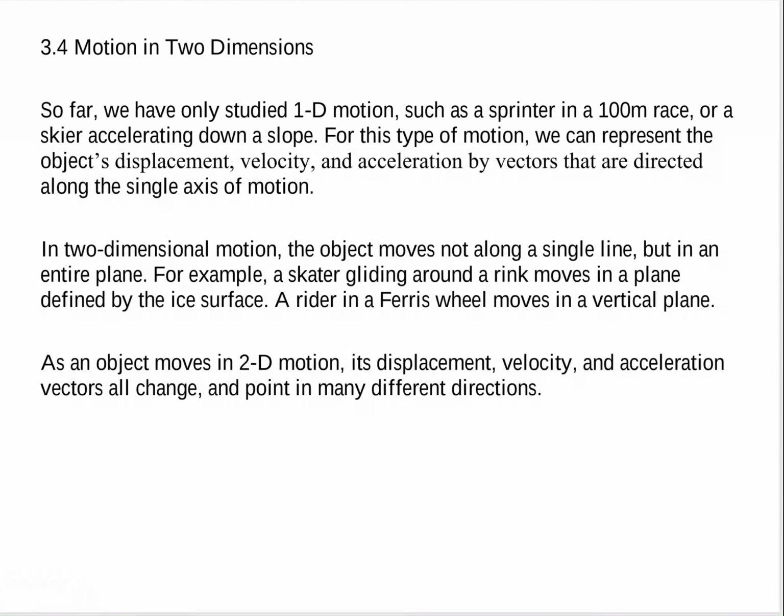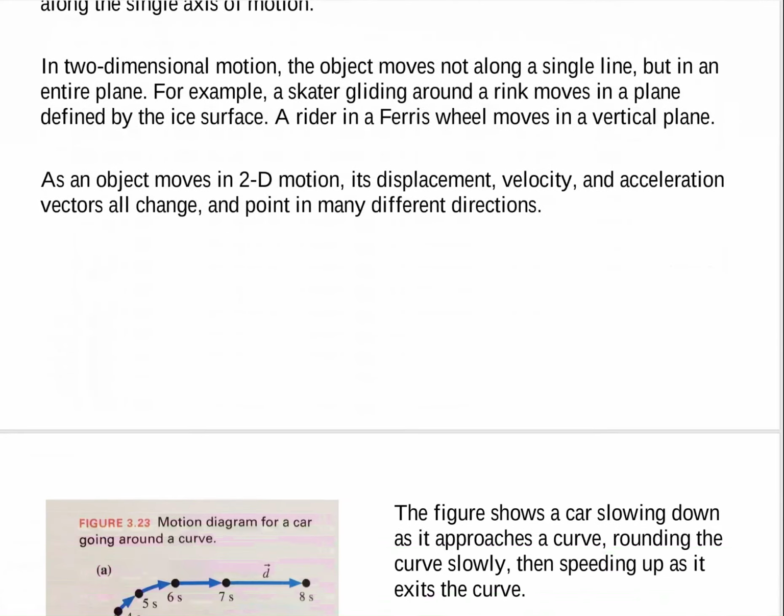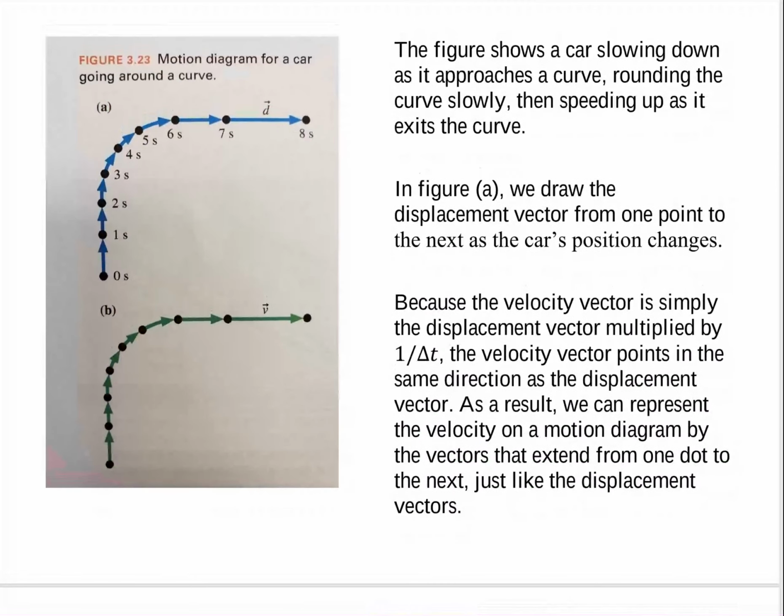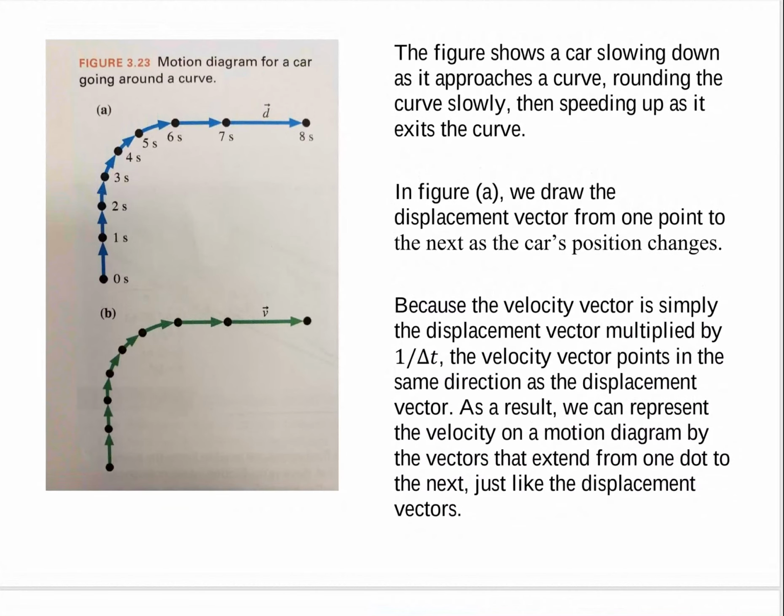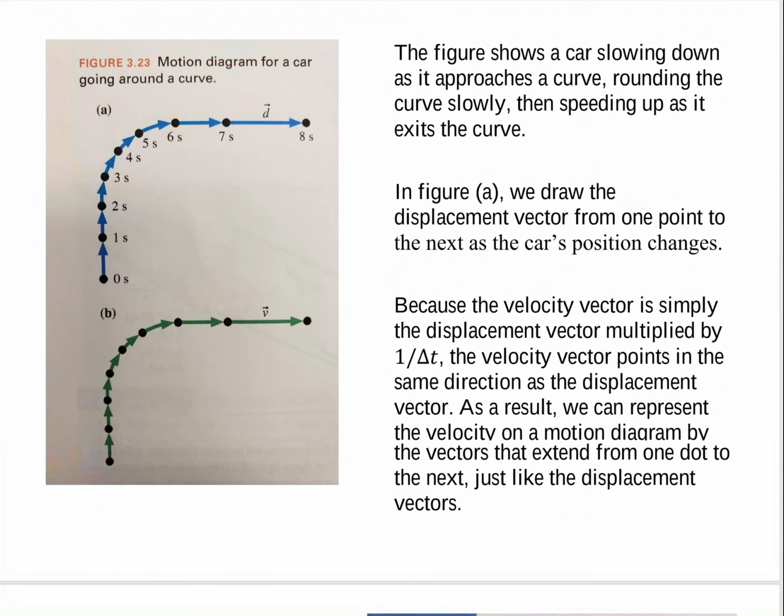So the figure here shows a car slowing down as it approaches a curve. We know that it's slowing down because the vectors are getting shorter. And then it speeds up as it exits the curve, as you should do if you drive. The first figure, A, shows the displacement vector from one point to the next as the car's position changes. And we can see 1-second intervals.